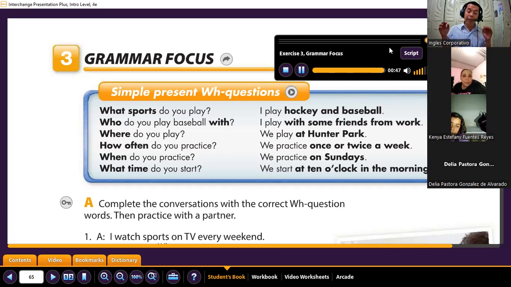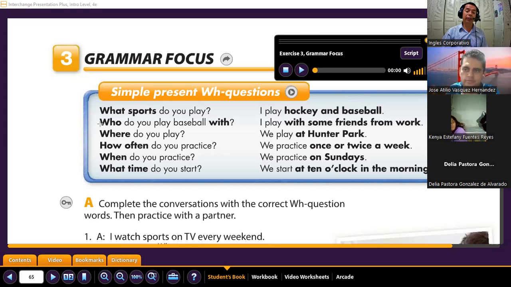Good. Notice how they make specific questions and a specific answer. What sports? ¿Qué deportes? Hockey and baseball, right? Who? Who do you play baseball with? This is a good question, right? This, who, is subject or object, right? Subject or object? Yes. Of course, it's an object, right? Because you say, you play. Tú juegas con esta persona. No sé quién es. Por eso te lo pregunto. So you say, who do you play baseball with? So in this case, it's an object. It's a receiver, right?